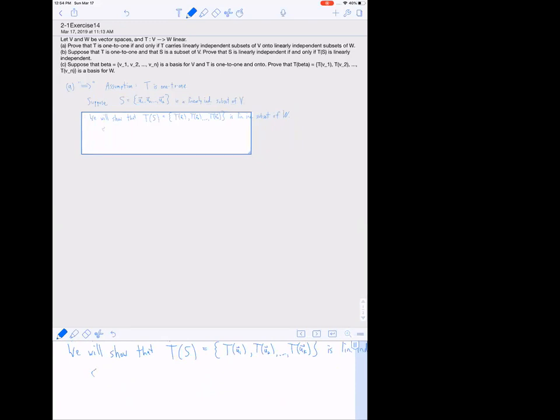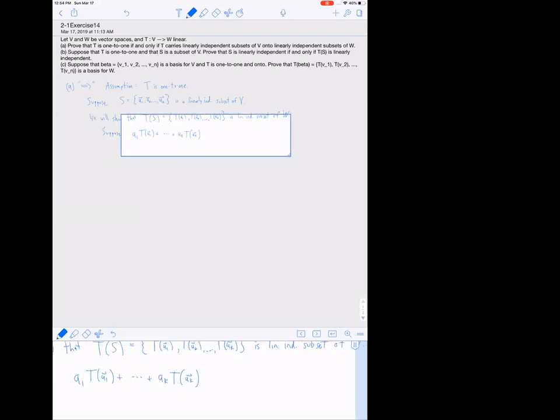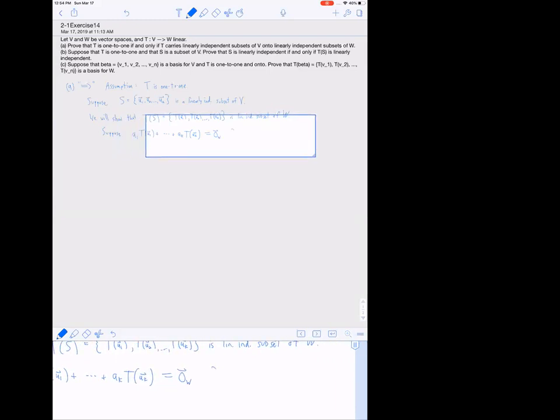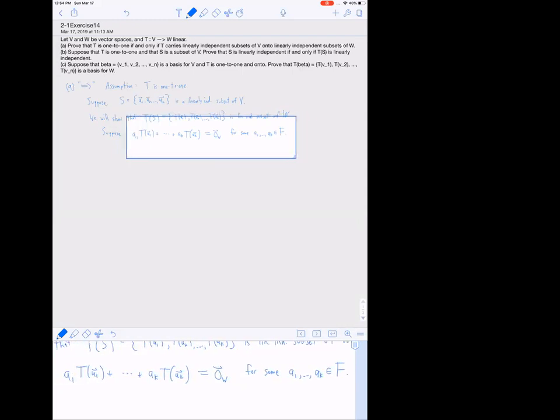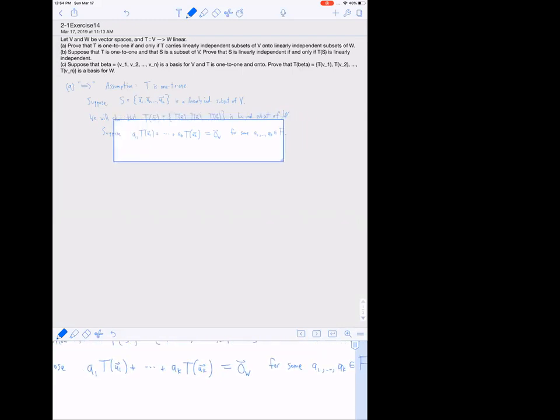So let's start there. Suppose A1 times T of U1 plus up through AK T of UK is equal to the 0 vector from W, for some A1 through AK in the field. Our goal will be to show that each of those AIs must be 0. We don't start knowing that they are 0. All right.